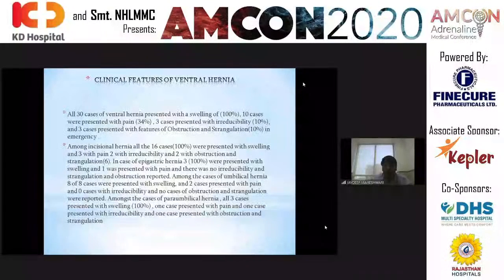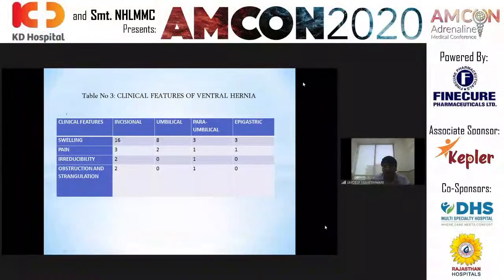Clinical features. All the 30 cases of the ventral hernia presented with swelling, that is 100% of patients presented with swelling, while 34% of patients had pain, and irreducibility, obstruction, strangulation was seen in only 10% of cases, and those patients of obstruction and strangulation presented in the emergency. Among the incisional hernia, all the 16 presented with swelling. In case of epigastric hernia, no irreducibility and no strangulation was seen, while in the cases of paraumbilical hernia, 3 cases were there, out of which 1 case presented with pain and irreducibility and obstruction. Next slide, please.